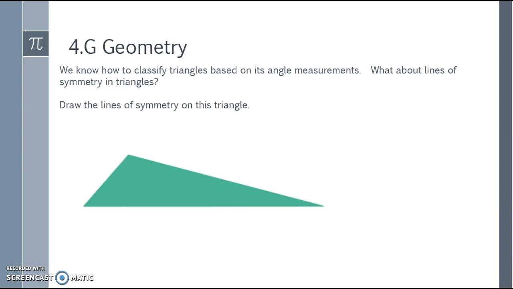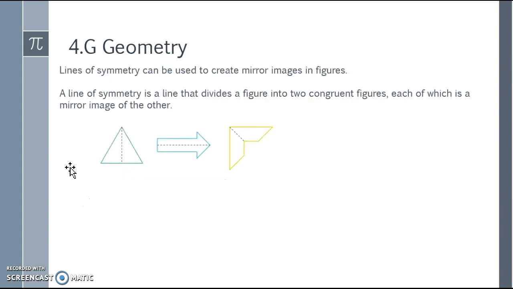What about this green triangle? I don't think I can draw a line going from this vertex down, or this vertex across, or this vertex across. Notice that we have no equal angles and no lines of symmetry. Lines of symmetry can be used to create mirror images in figures. A line of symmetry divides a figure into 2 congruent figures, each of which is the mirror image of the other.